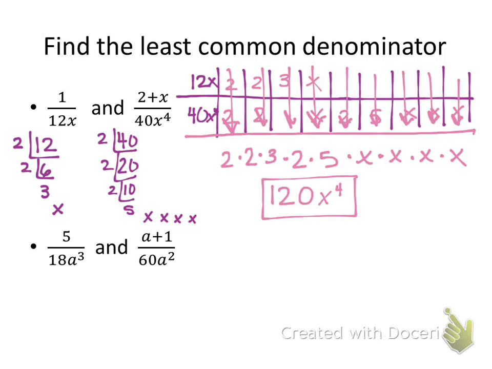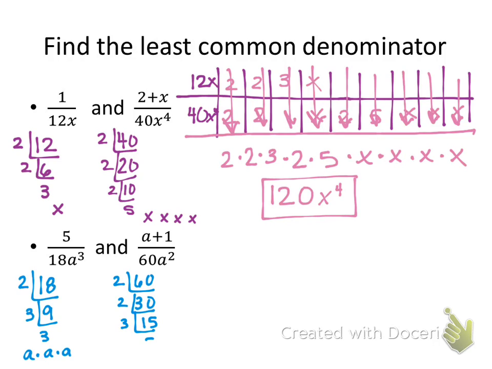Okay, so let's do the same thing on the next problem here. So let's do upside down factoring of 18. So we're going to do 18, 2 goes into 18, and I have 9, 3, and 3, and then I have 3 a's because it's a to the 3rd power. Then I can go ahead and do upside down factoring of 60, 2, 30, 2, 15, 3, and 5, and I have 2 a's.